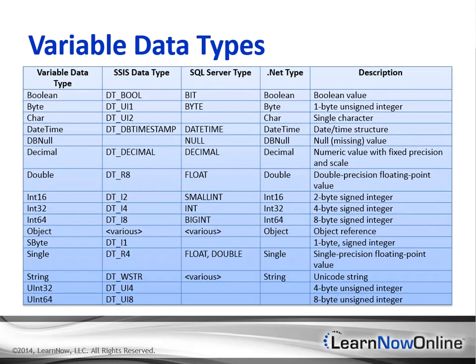All right, so here's a table that shows all of the variable data types available in a package down in that first column. And then the other columns show the equivalent data types for Integration Services, SQL Server, and .NET code. Now, this table is far from comprehensive. There are many other possible data types as well as myriad other type systems. So a comprehensive table would have to have many more rows and columns.